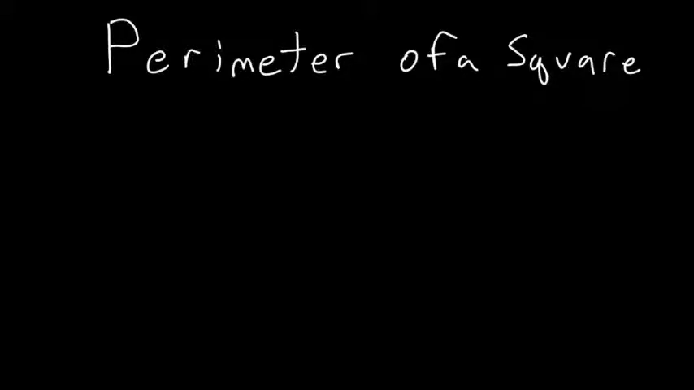Alright, we're going to go over perimeter. First one we're going to start with is perimeter of a square. So think of a square, you know all the sides are the same. So the perimeter of a square equals 4s. So that's 4 times whatever the side length is.